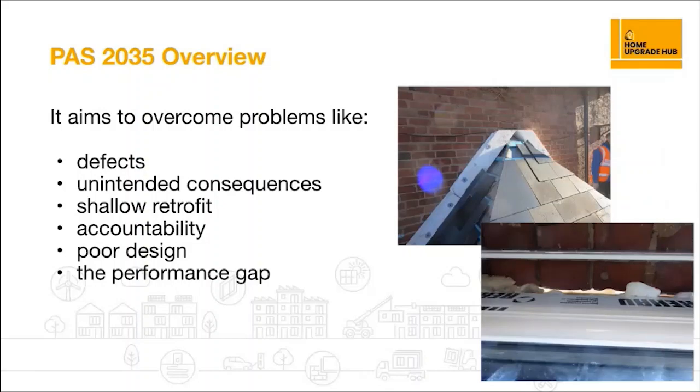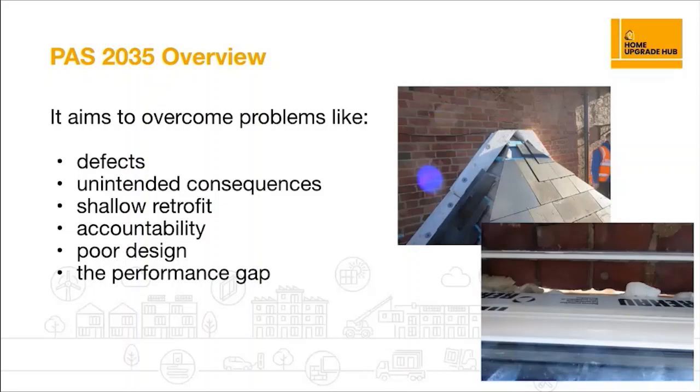So what does it aim to do? PASS is about overcoming problems that have been quite long established with the industry. So overcoming things like defects, unintended consequences, doing shallow retrofit, so not doing very much, accountability of roles, poor design and things like the performance gap. I'm just going to explain some of those in a little bit more detail.